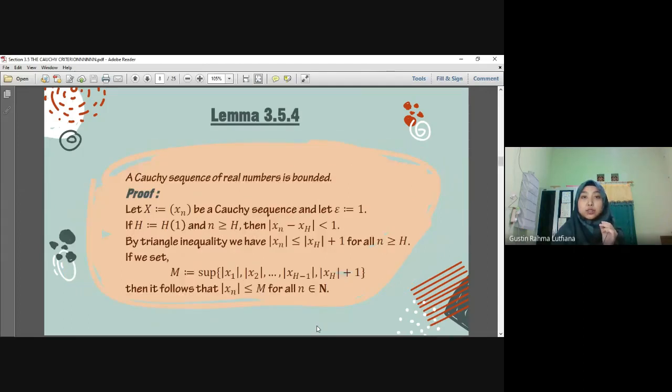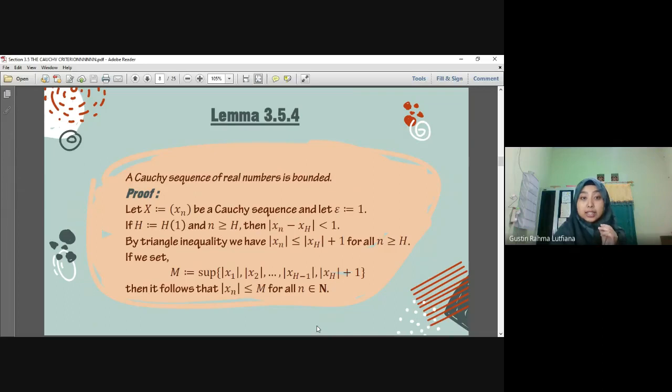And here is lemma 3.5.4. In the previous material, especially in section 3.2, we have a theorem about a bounded sequence. And here we have a lemma that says that a Cauchy sequence of real numbers is bounded.